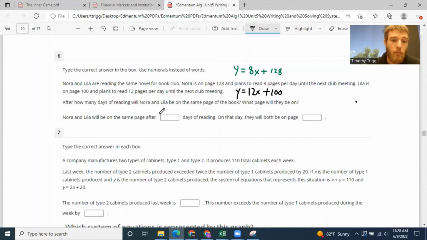After how many days of reading will Nora and Lila be on the same page of the book? What page will they be on? So we're going to use substitution. One thing you can do, though, is graph the 2 lines and see where they cross. The x value will tell you after how many days they'll be on the same page, and then the y value will tell you what page they end up on.